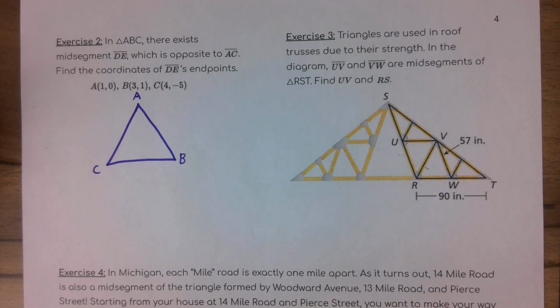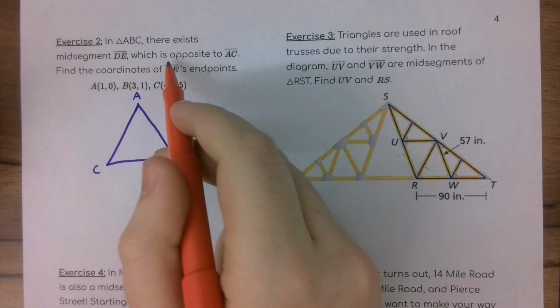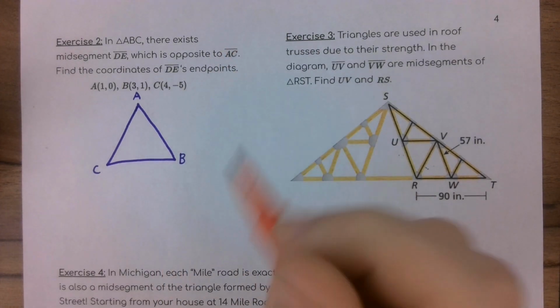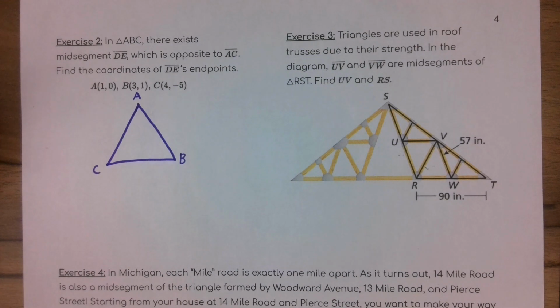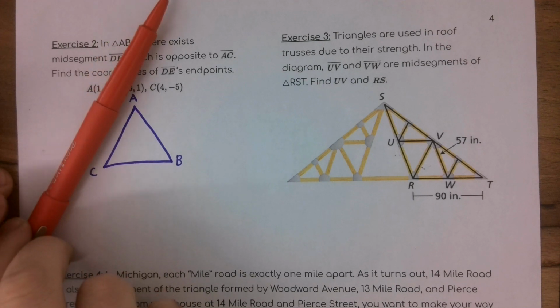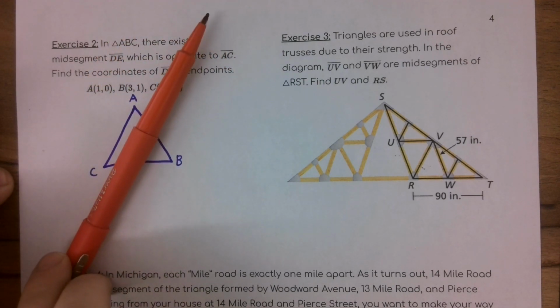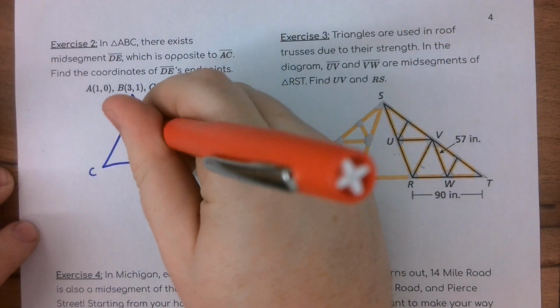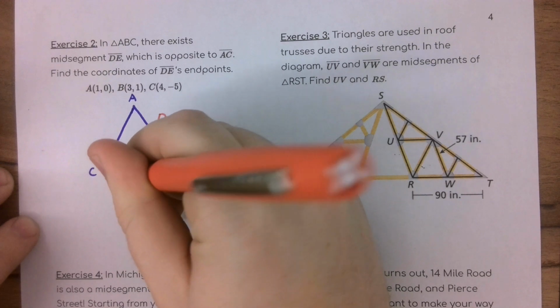The only thing that does need to be perfect is this placement here. Line segment DE has to be opposite to line segment AC. If it's opposite to AC, that means it's parallel, which means the midsegment is going to be going in the same direction. If AC is going in this general direction, I'm going to put it right here. This is my midsegment DE.